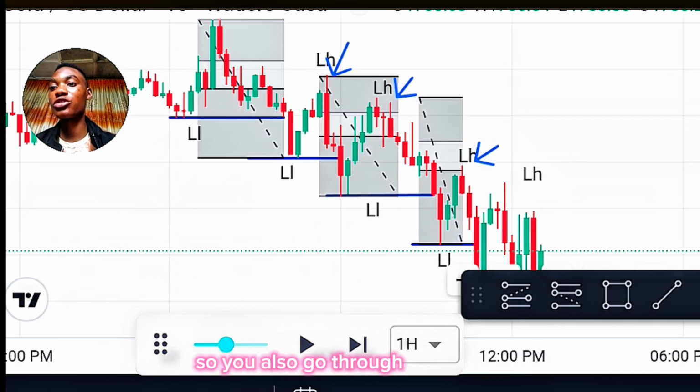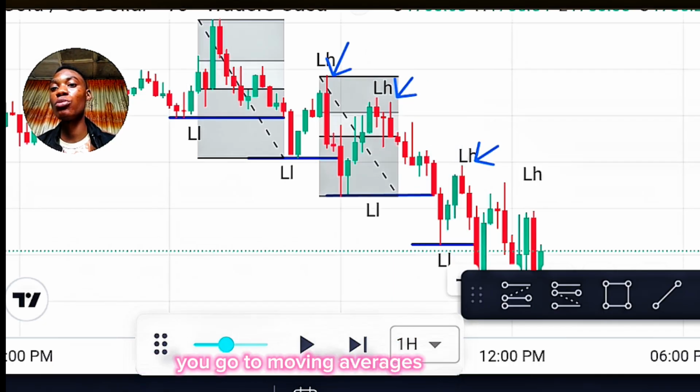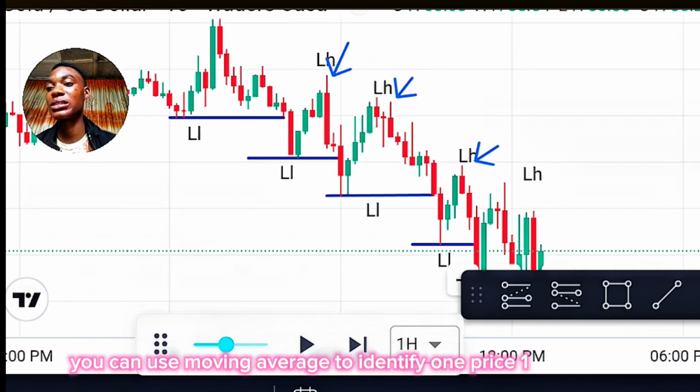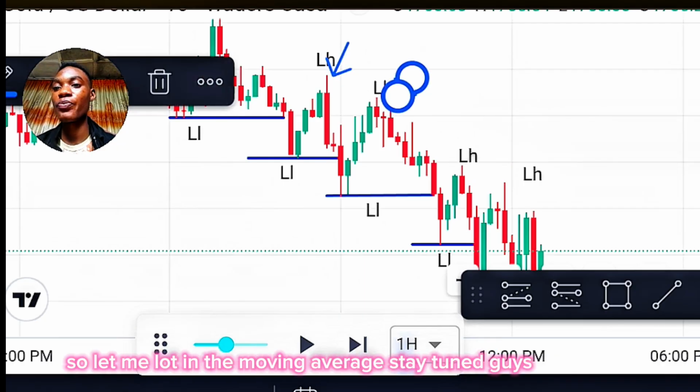So let's go through another tool that you can use to identify replacements: moving averages. You can use moving average to identify when price wants to reverse, whether it is a retracement or a reversal. So let me plot in the moving average. Stay tuned, guys.